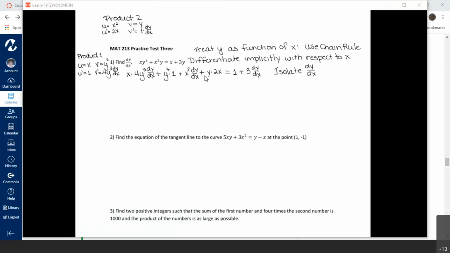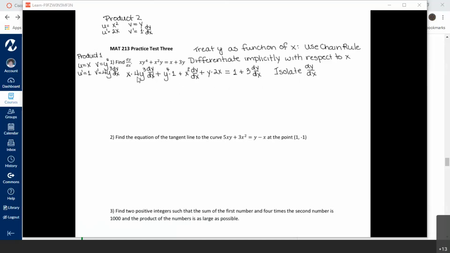Okay, I've got two terms with dy dx here. I'm going to leave them there. I'm going to subtract this term. Yes, that'll be over here. And then I have to subtract this term to get it over here, and subtract this term and get it over here. Okay, so first I'm going to do a little bit of organizing to make these things look a little bit more algebraic.